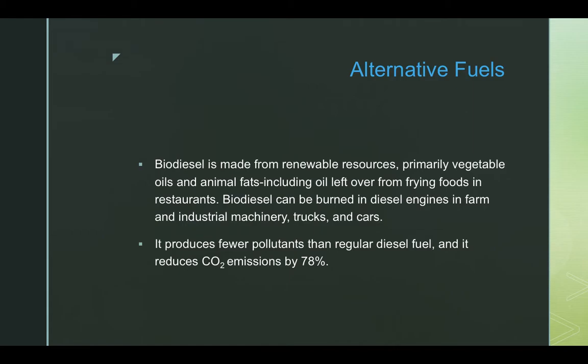Biodiesel is made from renewable resources, primarily vegetable oils and animal fats, including oil left over from frying foods in restaurants. Biodiesel can be burned in diesel engines, in farm and industrial machinery, trucks, and cars. Those are the things that biodiesel can run in. It produces fewer pollutants than regular diesel fuel, and it reduces CO2 emissions by 78%. So biodiesel is a really good alternative fuel. And it's made up of vegetable oils, animal fats, and leftover frying foods.